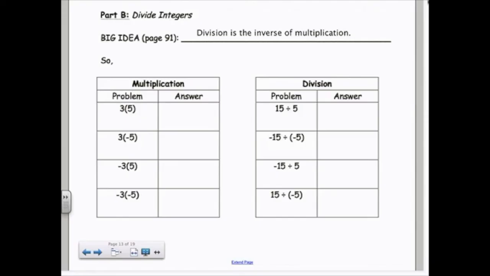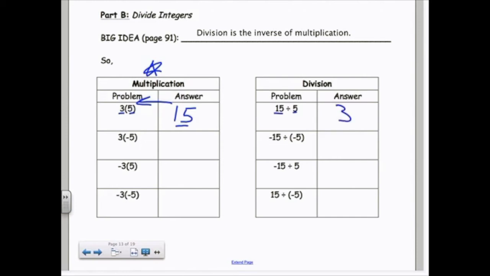Part B, divide integers. Big idea, page 91. Division is the inverse of multiplication. So what they're trying to say is if 2 times 3 is 6, then 6 divided by 3 should be 2. So we're going to use that concept to help you with the signs as well. So we'll look over here first. We know that 3 times 5 is 15. So then if I go backwards, 15 divided by 5 should be 3.